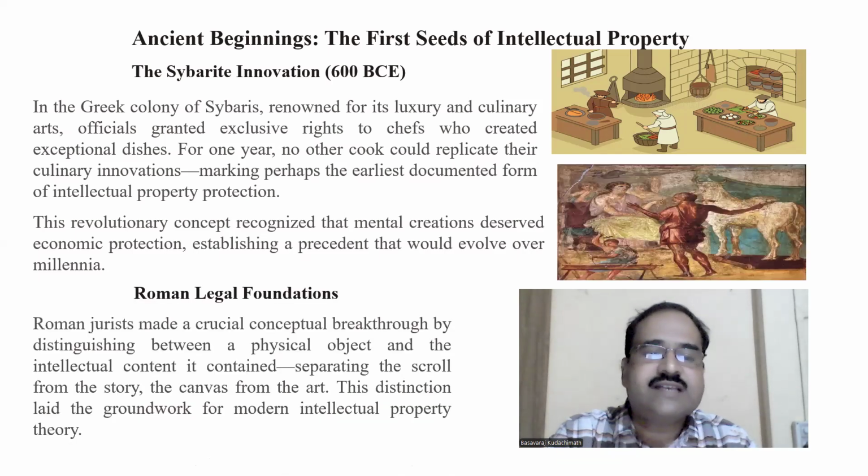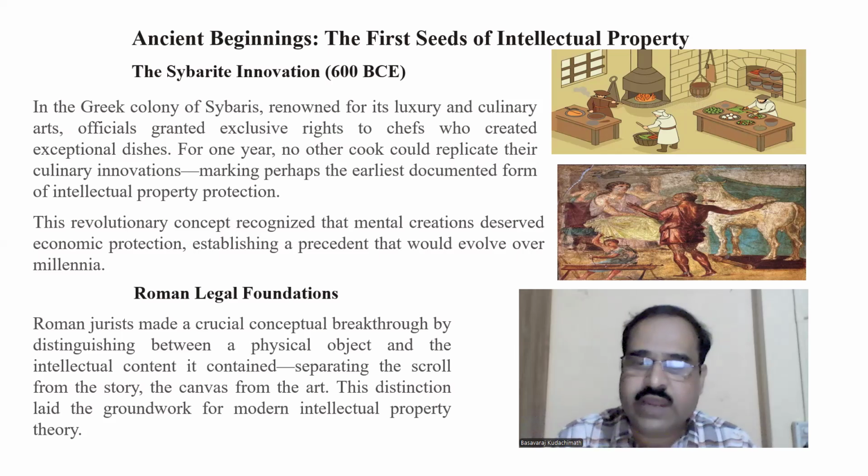If you come to the next aspect called Roman legal foundations, Roman jurisdictions made a conceptual breakthrough by distinguishing between the physical object and the intellectual content. It meant separating the scroll from the story, the canvas from the art. It means that the kings of the Roman time made it mandatory that an artist's work not be copied by others when they invent a new canvas.